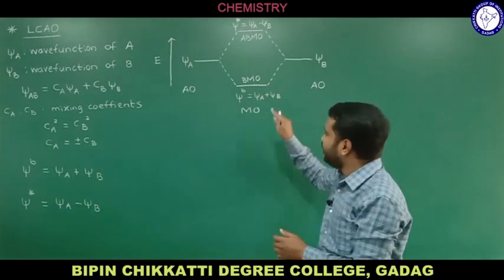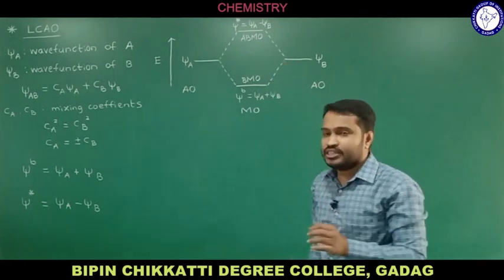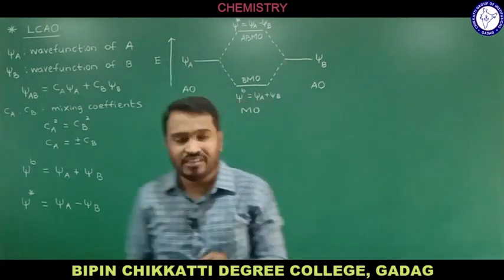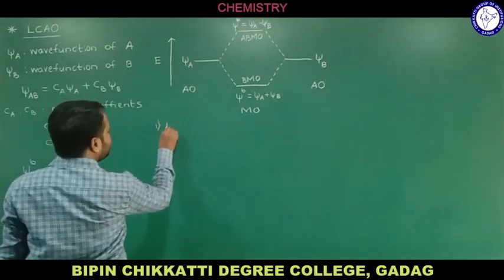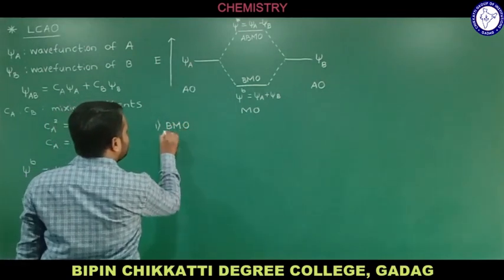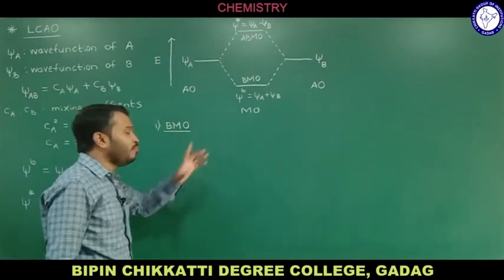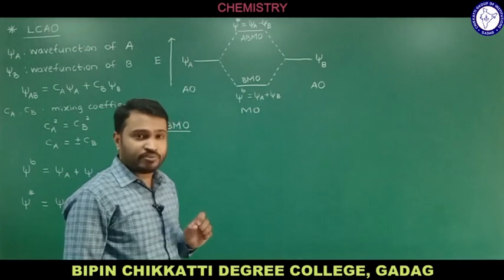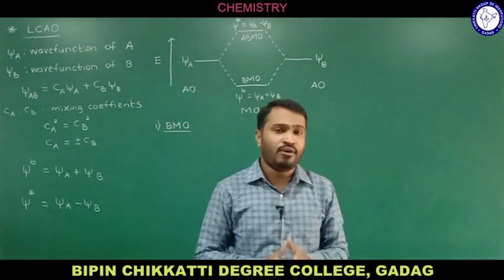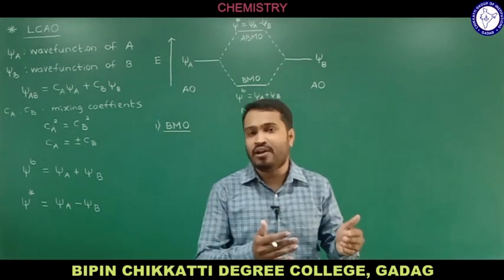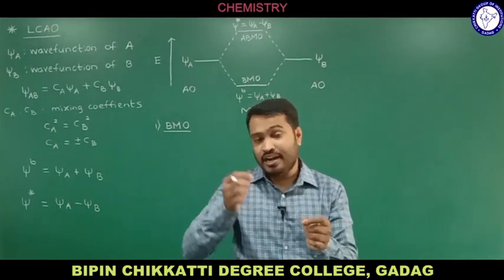And remember, there will be addition overlap of atomic orbitals here, and in case of ABMO there will be subtraction overlapping of atomic orbitals. That is the concept of BMO and ABMO, and the same thing can be explained in this fashion also. Now I am going to consider the first molecular orbital which is formed. What is that? BMO. Let me define the bonding molecular orbital: the molecular orbital which is obtained by addition overlap of two atomic orbitals is considered as BMO, and it has less energy and greater stability.